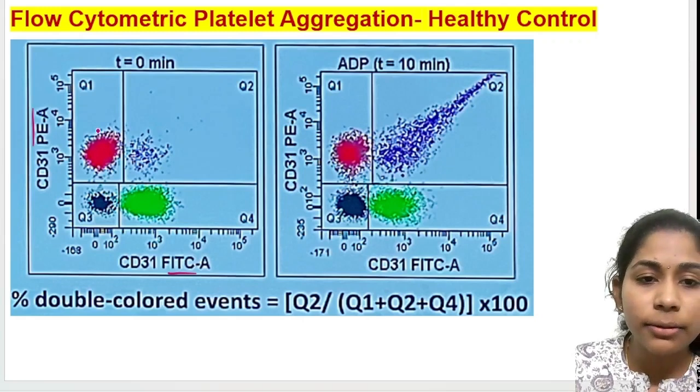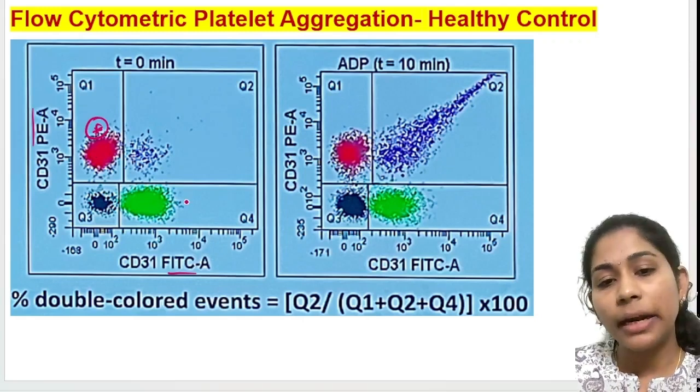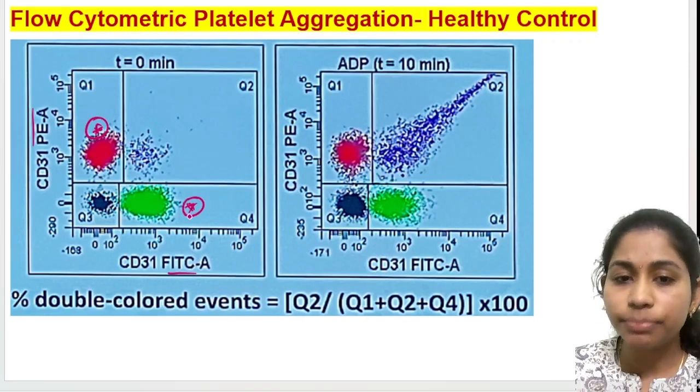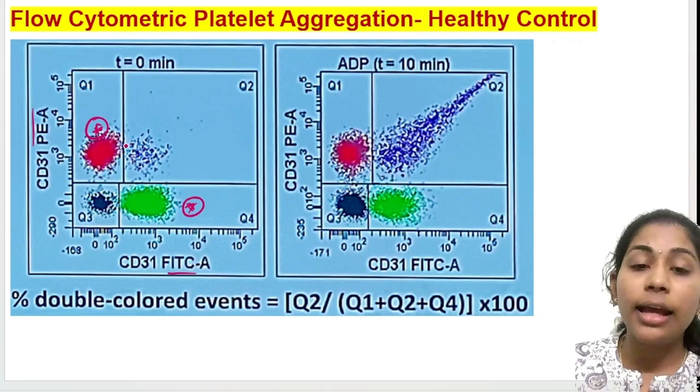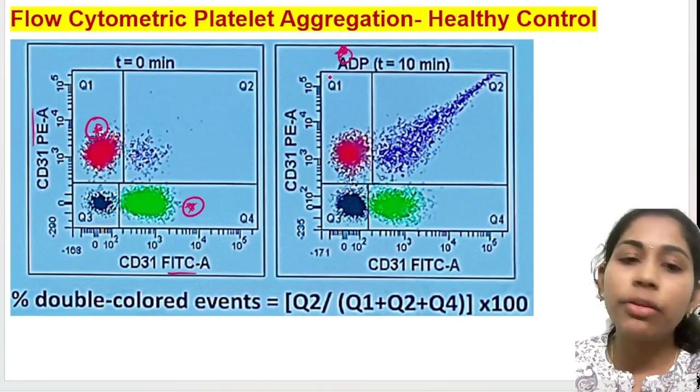So here CD31, the red color ones, only the red platelets which are incubated with phycoerythrin, they will come here, and the platelets incubated with FITC, they will come here, correct? Then initially it will be like this. Then what we'll do, we'll add this ADP. Okay, what will this ADP do? ADP will cause activation of the platelets.